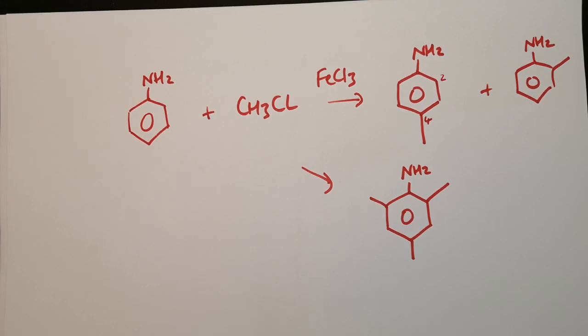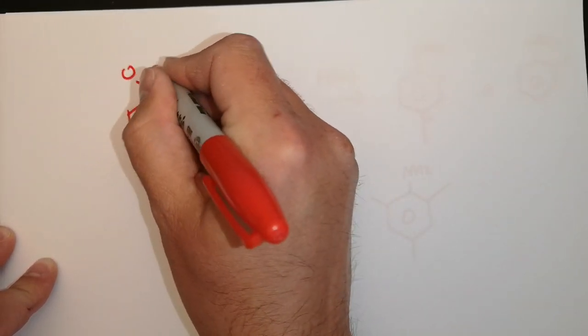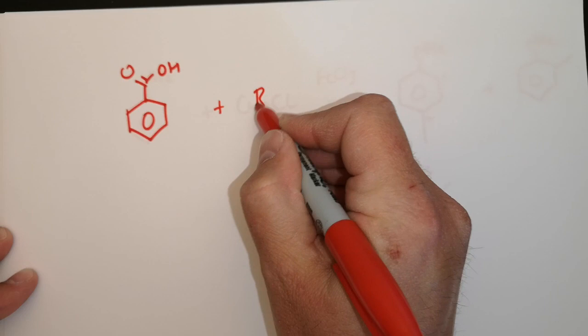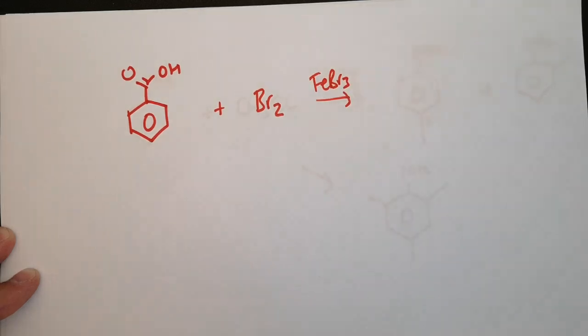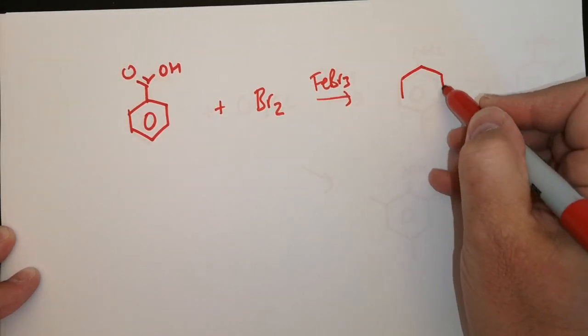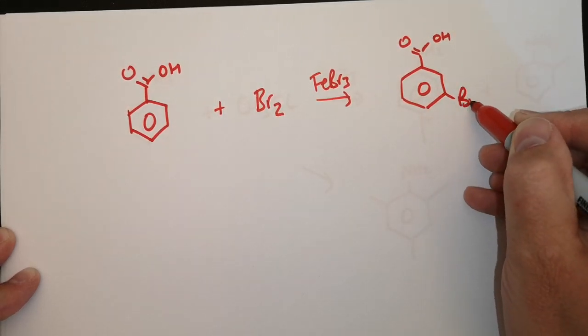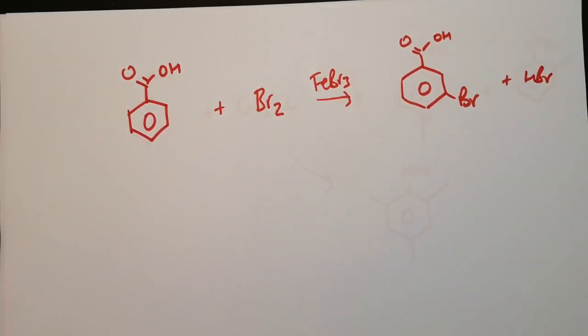Let's look at an example of a 3-director. So let's say we have benzoic acid, which has a COOH. Remember, this isn't one of the groups that you need for the A level. It's just an extra one, but it is a deactivator. Let's say I was trying to react that with bromine. Again, because it's a deactivator, I would need my halogen carrier. And because it's a deactivator, it directs to the 3 position. So my bromine would go here.